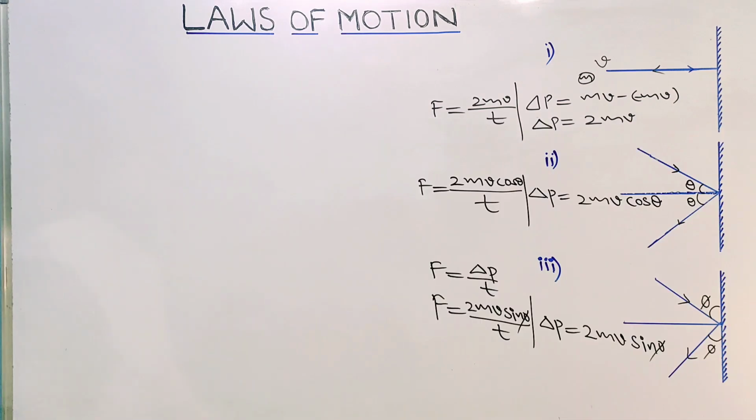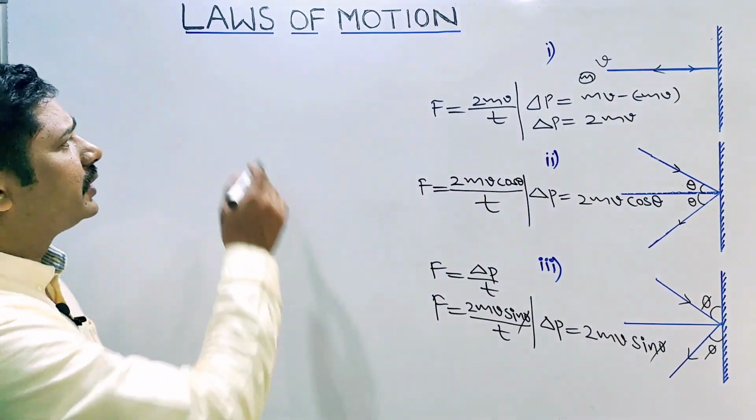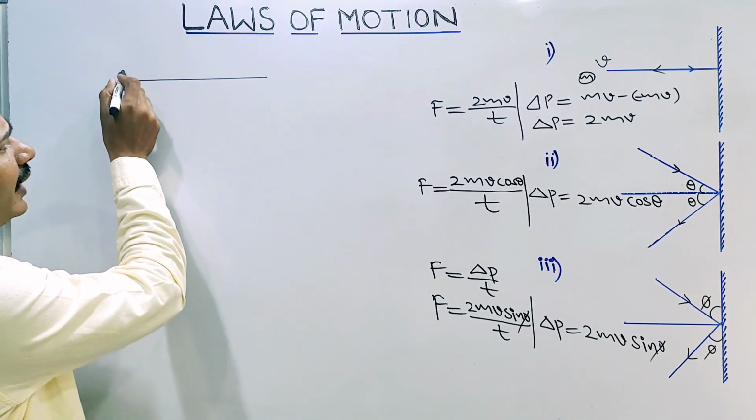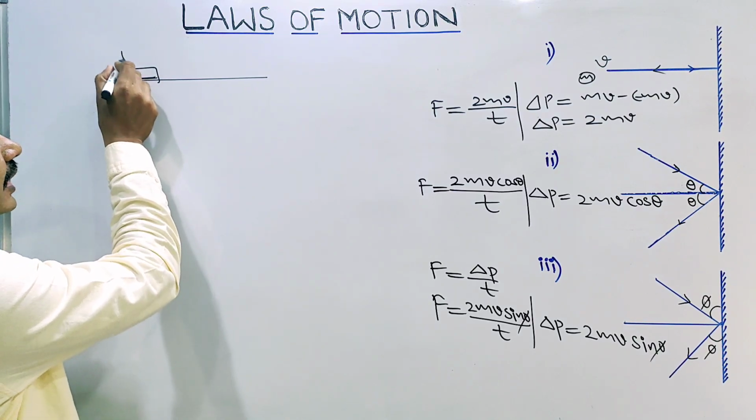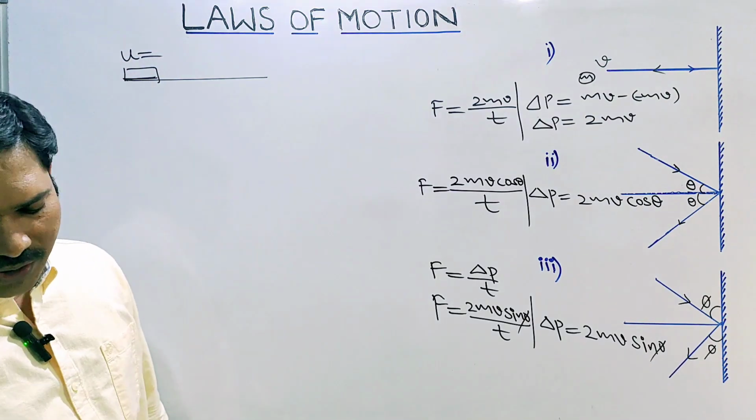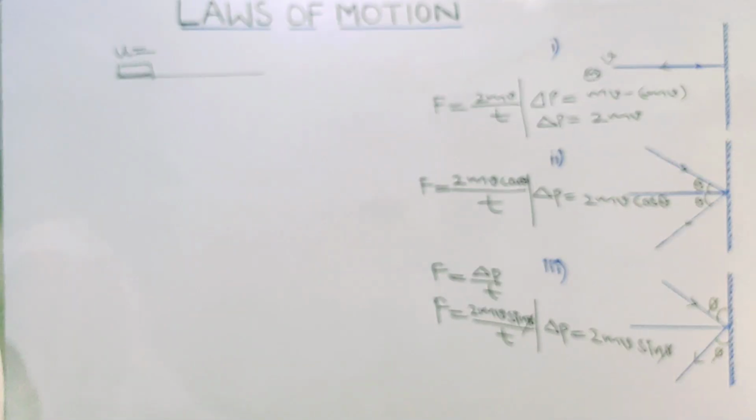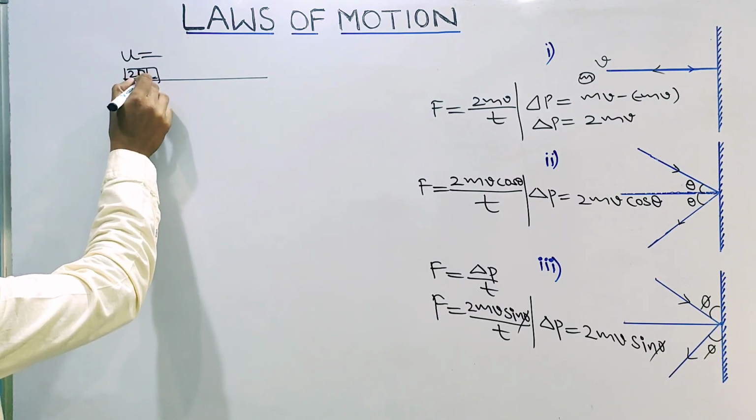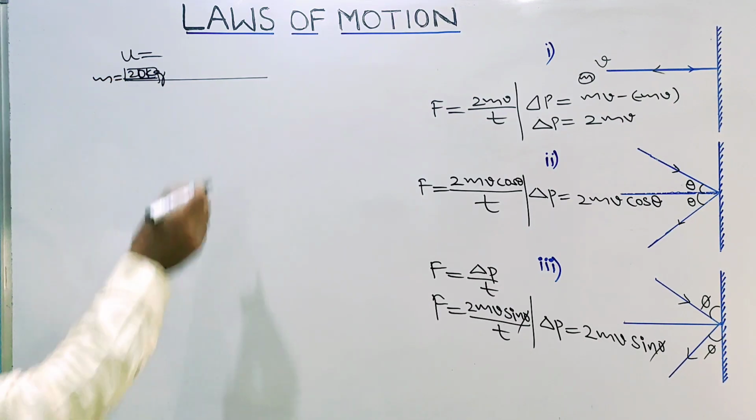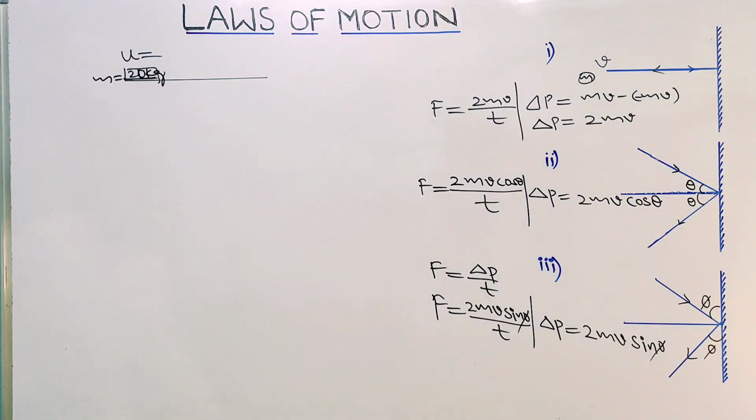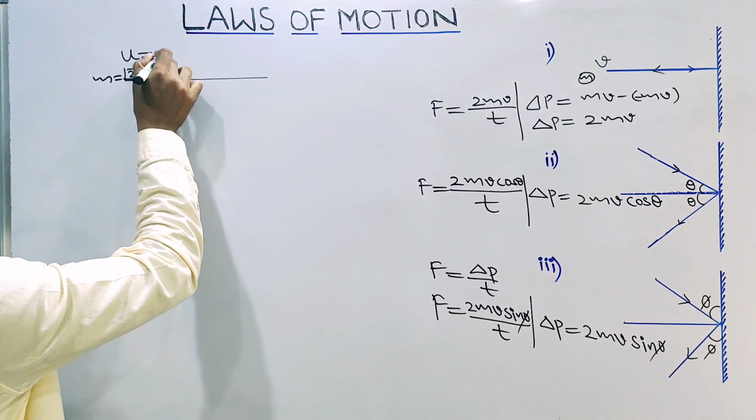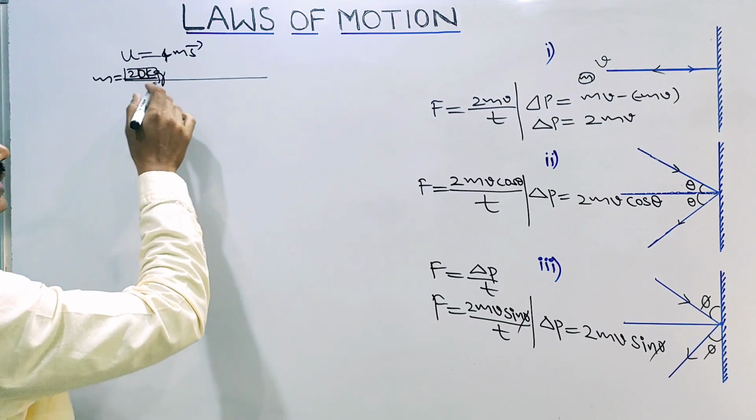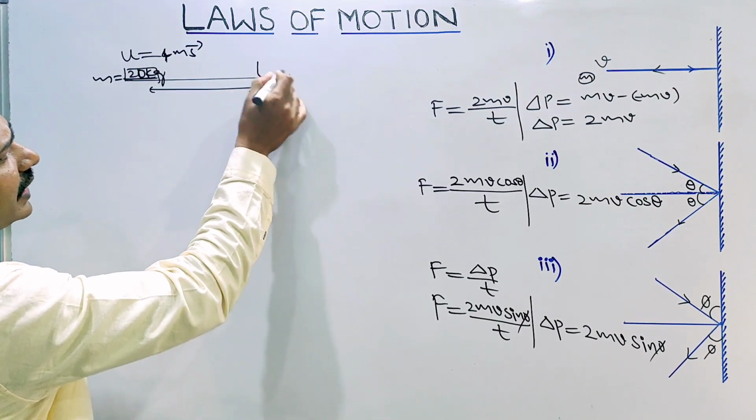Here you can observe one vehicle is moving. With what velocity? The initial velocity is given. A vehicle of mass 20 kilograms is given, this is the mass, moving with a speed of 4 meters per second. So the initial velocity is 4 meters per second. It travels a certain distance, that distance is also given.